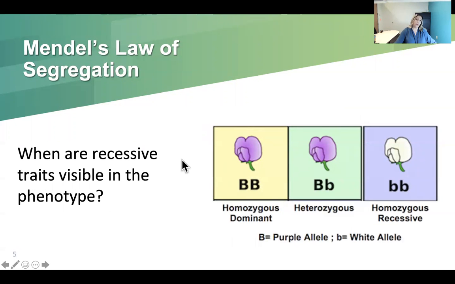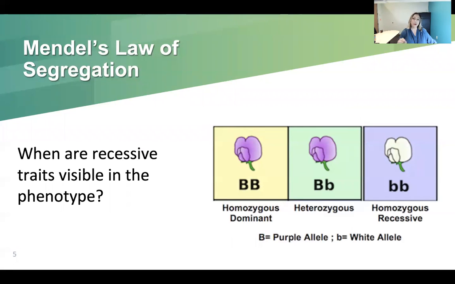Now we are going to talk about some of those terms that I gave you on the first screen. And I'm also going to explain dominant versus recessive alleles. Here we have flowers from pea plants.